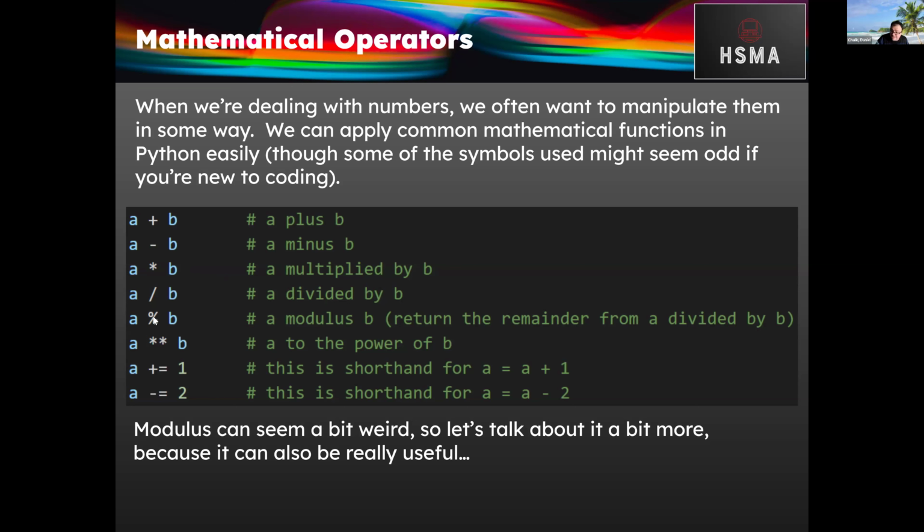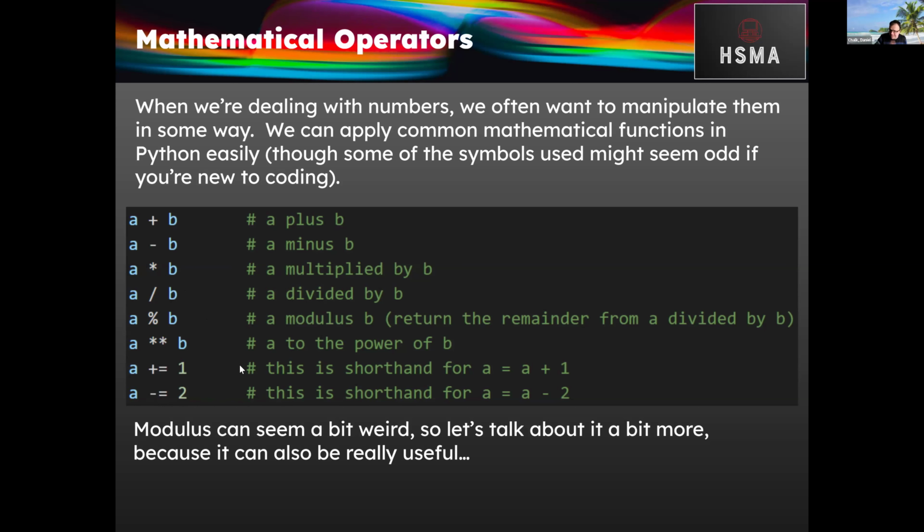Modulus, we use the percentage sign here. We'll come back to modulus in a second. Modulus, or the modulo operator, basically says divide A by B and then return the remainder. And I'll come back to that because it's quite useful. If we want to say A to the power of B, we use a double asterisk. So rather than a single one for multiplication, we use a double one to say raise A to the power of B.